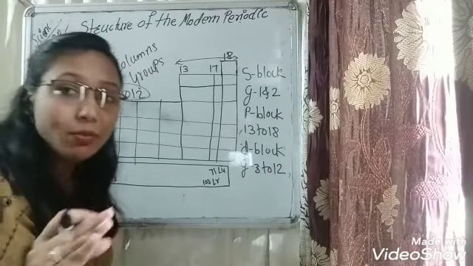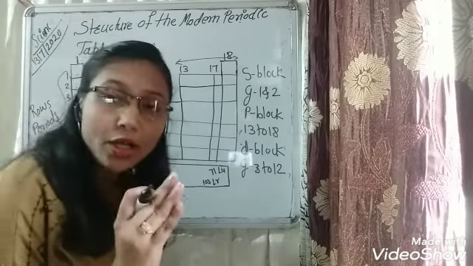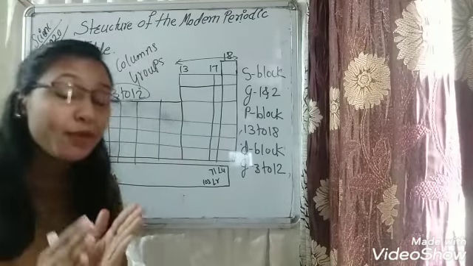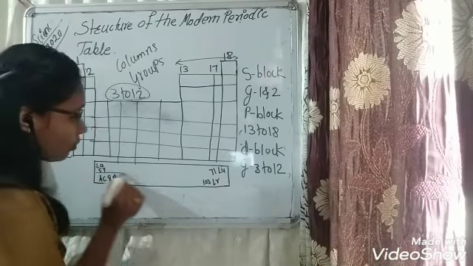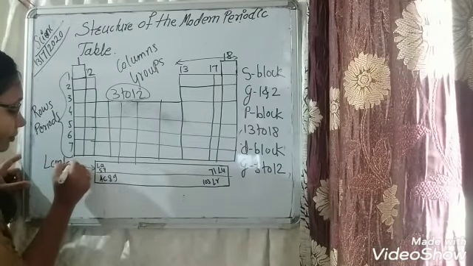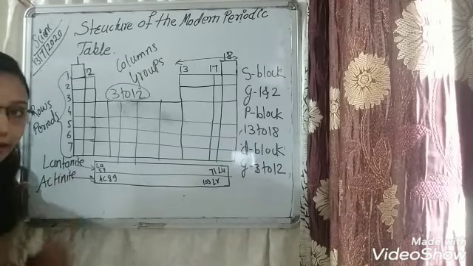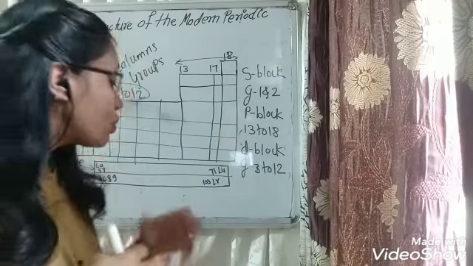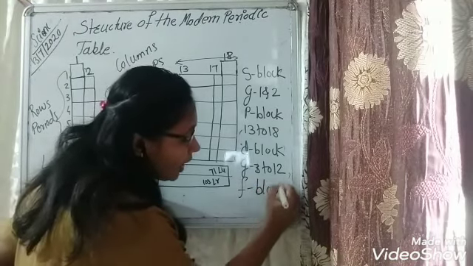And finally, the most important block is the F block. As we said previously, in the modern periodic table there are 7 periods, numbered 1 to 7. But apart from these 7 periods, at the bottom, at the end of the modern periodic table, there are 2 more horizontal rows, called the lanthanide series and the actinide series. The lanthanide series and actinide series form our 4th block, called the F block.